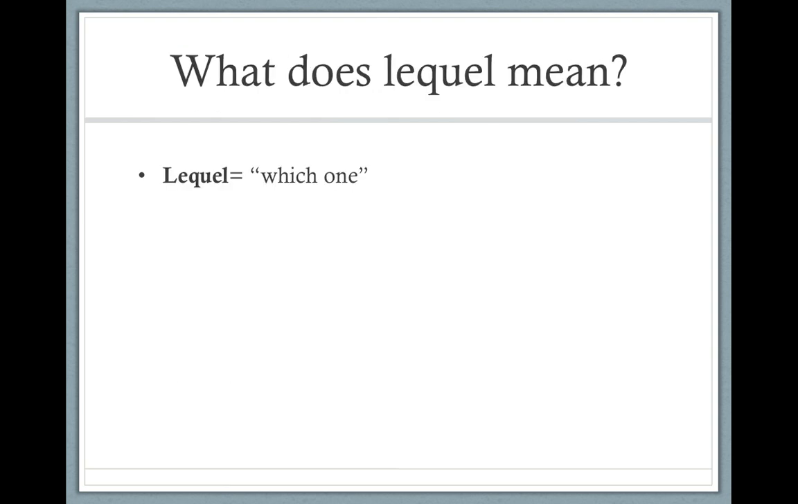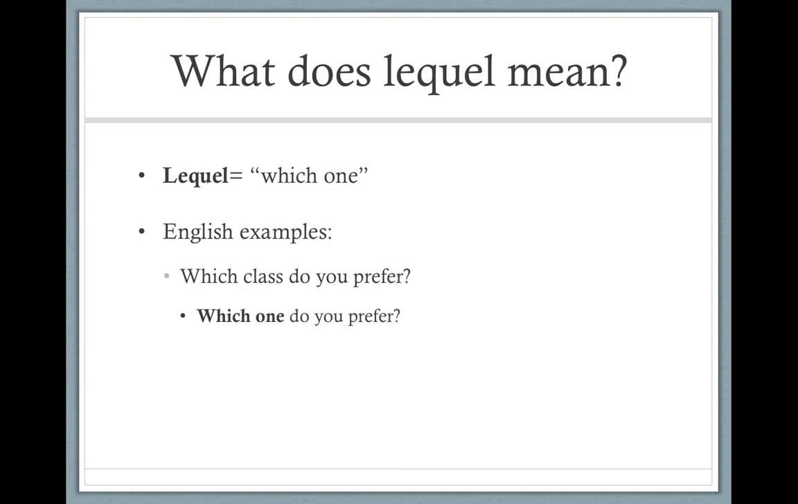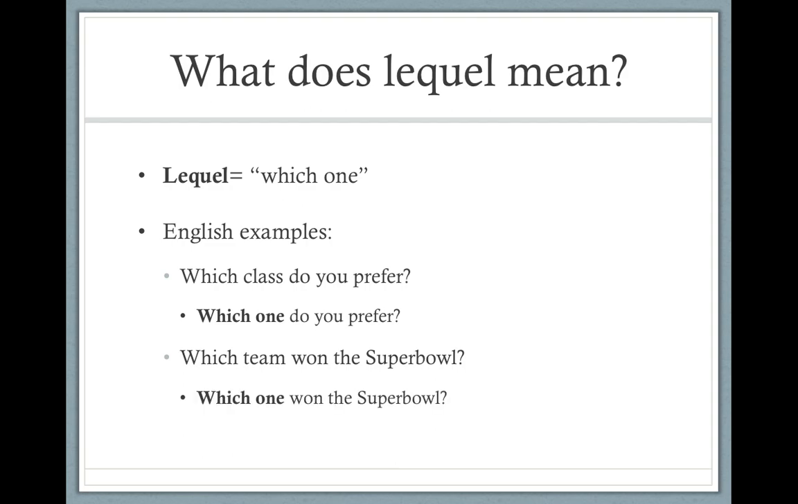Lequel means which one. So some English examples where we might use this idea of which one would be, instead of saying which class do you prefer, you could say which one do you prefer? Or instead of which team won the Super Bowl, you could say which one won the Super Bowl. So in both of these, we're taking a more specific noun and we're replacing it with something more generic.